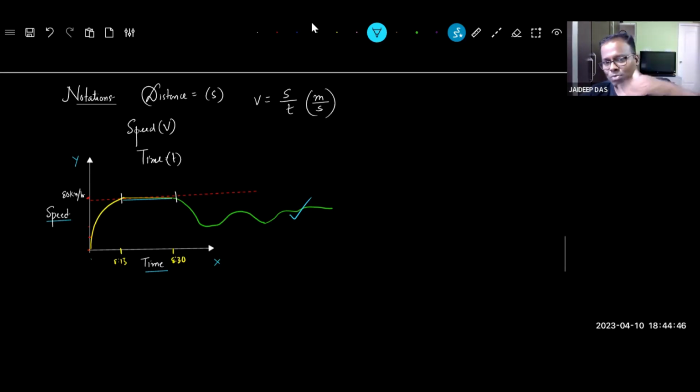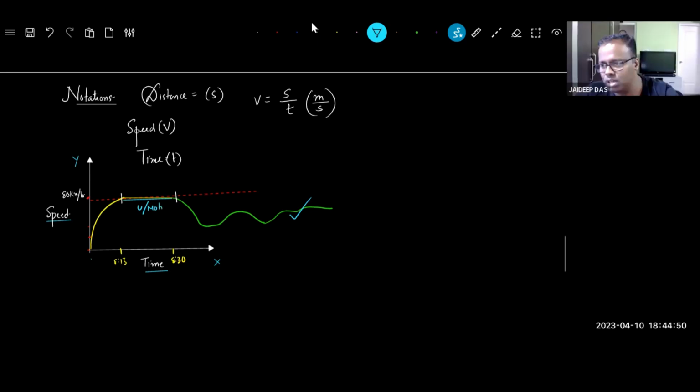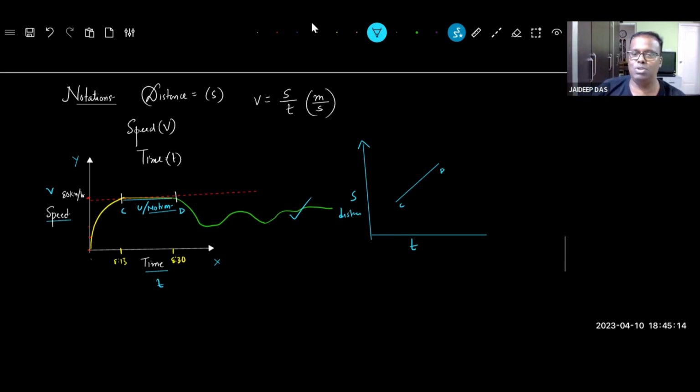Abhi clear hua? Uniform motion kaisa hota hai? So, ye wala portion, this will be uniform motion, because she is covering equal distance. So, if you try to plot the S versus T graph. Now, this is a V versus T graph. Sir, what is S? S means distance, yaad rakhna. Then let's say this portion was CD. CD will come like this. This is uniform motion.